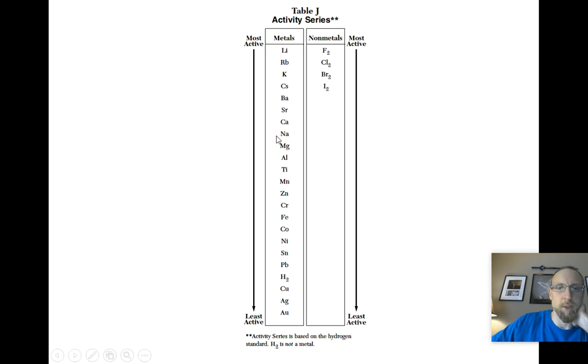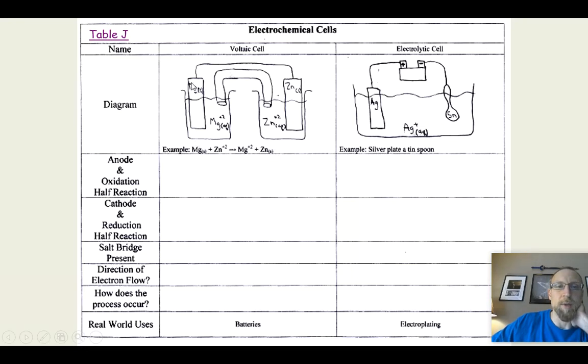So we look on here. Here's magnesium, here's zinc. So magnesium is higher. So remember our rules. The higher metal is the anode. That's the one that gets oxidized. So that makes Mg the anode, which is the site of oxidation. And then Zn, zinc, is the cathode, which is the site of reduction. So that's all just starting off with looking on table J.